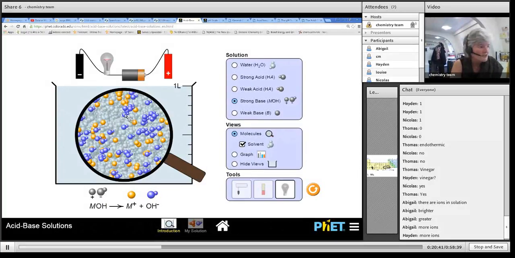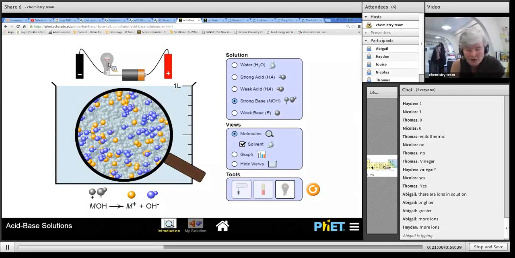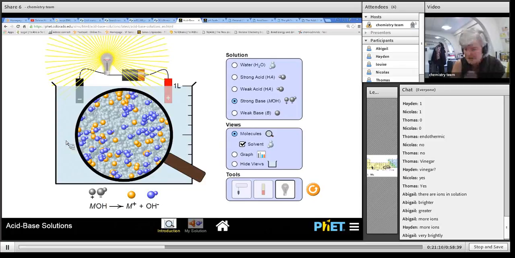And can you see I've got lots of ions in solution and I've got no sodium hydroxide as a molecule sitting there anyway. It's broken up completely. So do you think my light bulb is going to glow very brightly or not that brightly or not at all? Very brightly. Okay, and there it is. So it's like the same as a strong acid. It'll glow very brightly because I've got lots of ions in solution.